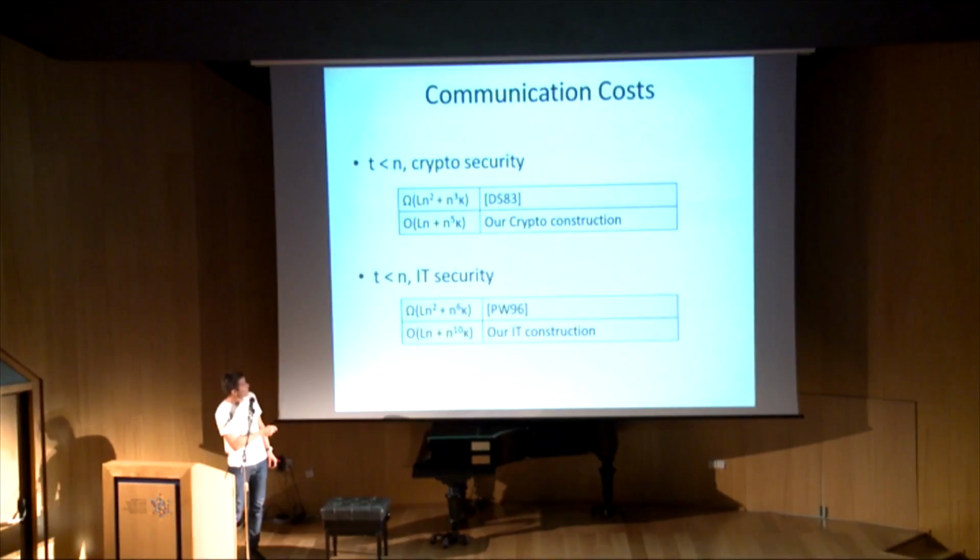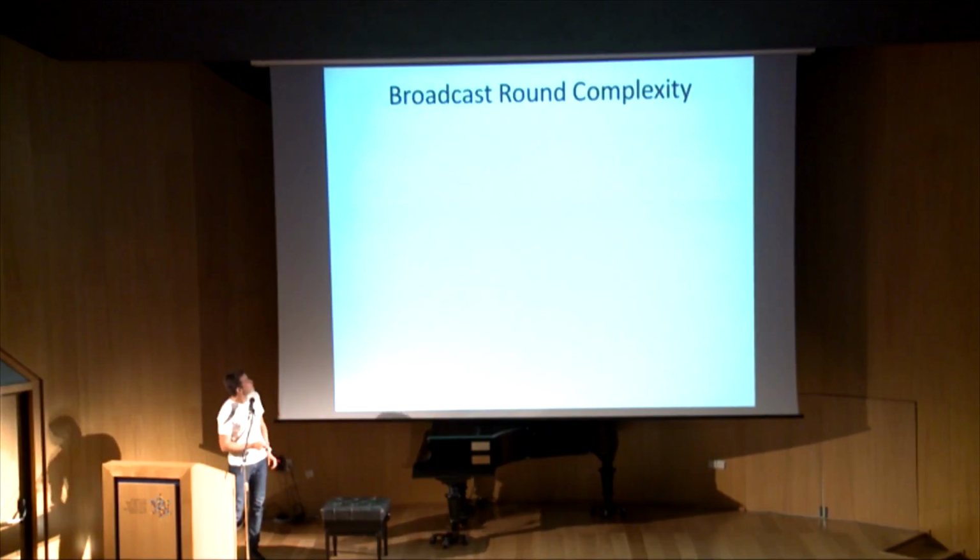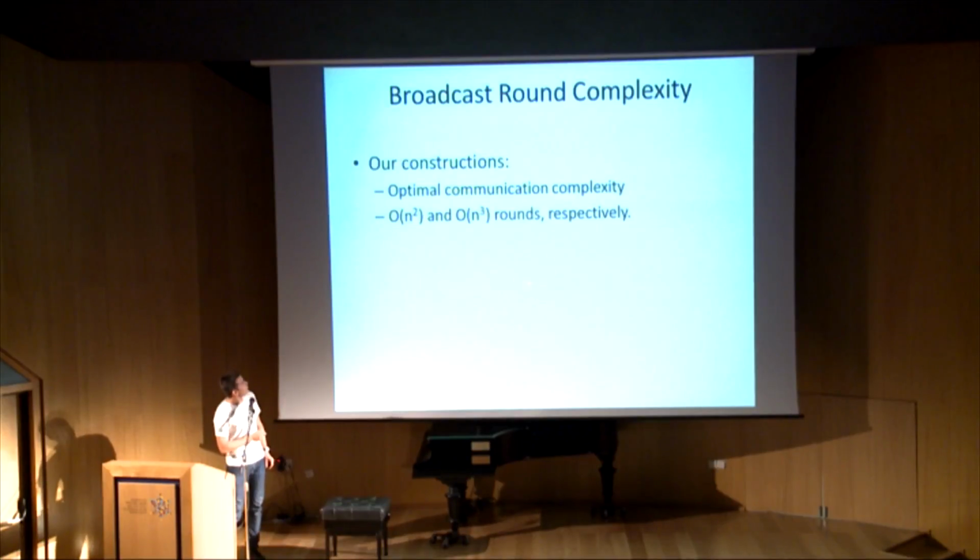So given this table, you can already say that the protocol is not very good because it has these additive constants, which makes it quite impractical. But actually, there is another issue that makes it also impractical, and we need to talk about it. So we achieve optimal communication complexity asymptotically, but we also need a lot of rounds.